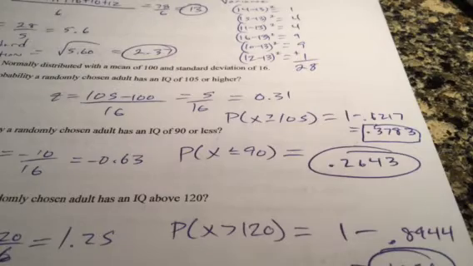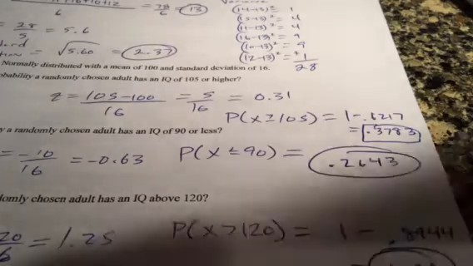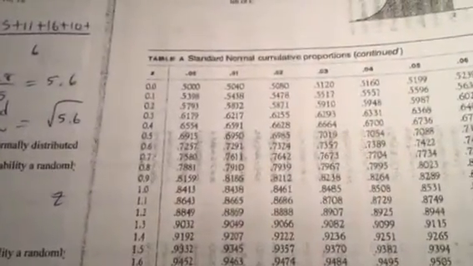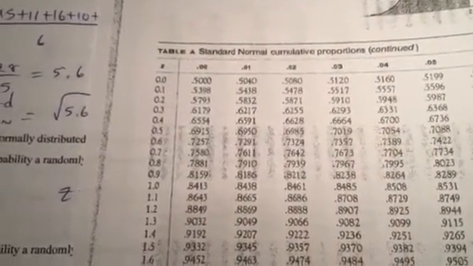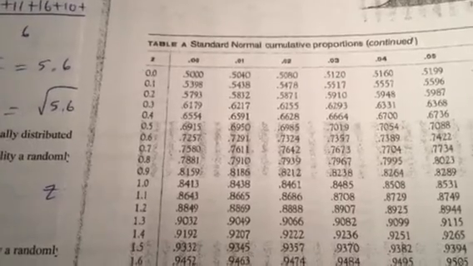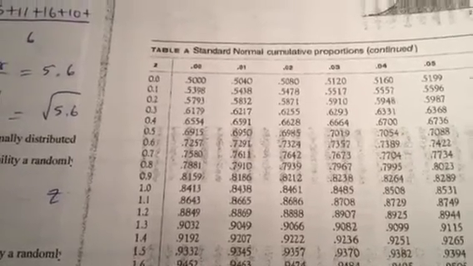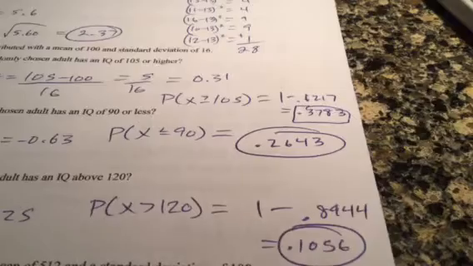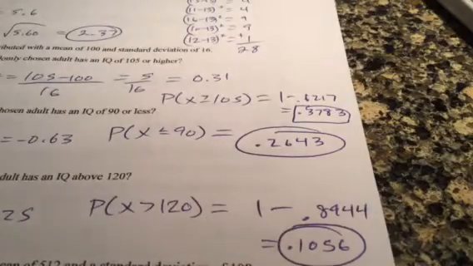You look that up on your Z table. Here we go, folks. You look up 0.31 on your Z table. 0.31 you see has 0.6217. That is the number, the area to the left. Remember, your Z-score gives you the area to the left of that Z-score. Because you want greater than, you've got to do 1 minus that value, all right?